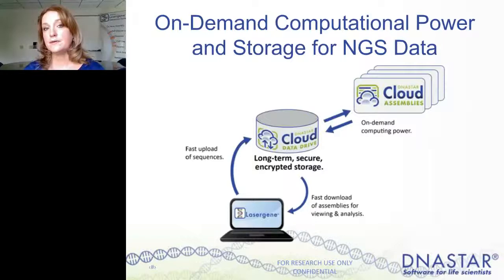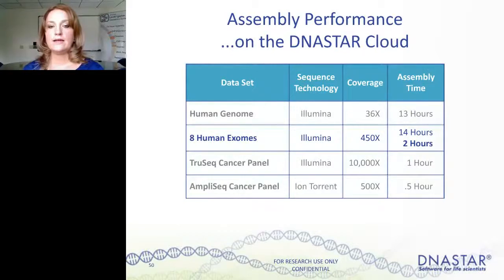But one of the really nice things about the DNASTAR Cloud Assemblies is that you can run all your assemblies in parallel. So for example, when I was running the data for this example with the tumor and the normal, I ran both in parallel. So I got both done in 45 minutes using DNASTAR Cloud Assemblies. Whereas on a desktop computer, you would have to run them one after the other. So that sort of access to on-demand power can be really helpful.